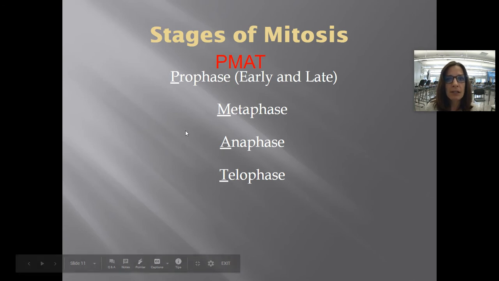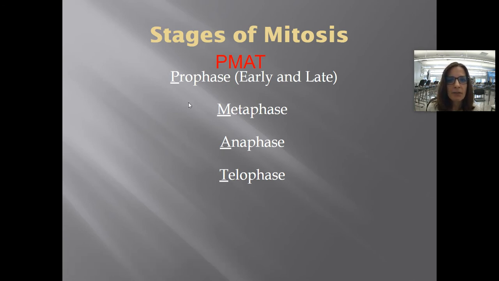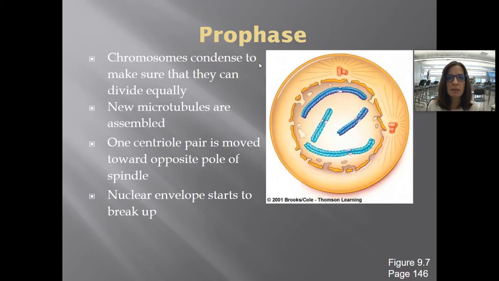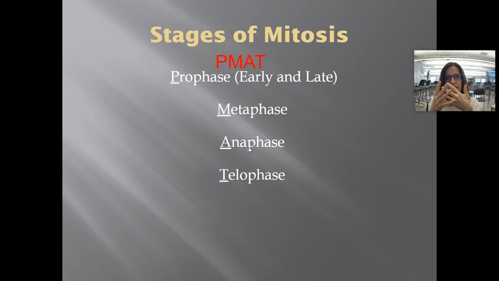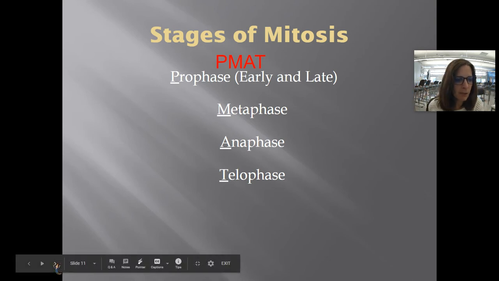Okay, so stages of mitosis. You can kind of think of them as PMAT. Okay, so prophase, metaphase, anaphase, and telophase. And I like to do something to help me remember with my hands. So, and we'll go through this. So prophase is kind of the chromosomes are condensed. They're just kind of all over the place. Metaphase, they line up. Anaphase, they get pulled apart a little bit. And telophase, they get pulled apart even more. So that's something to remember.